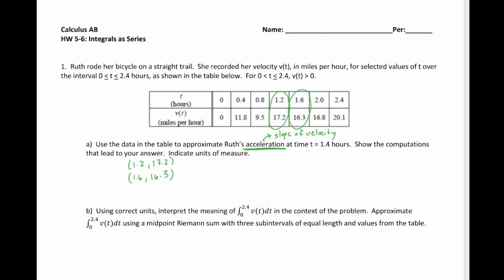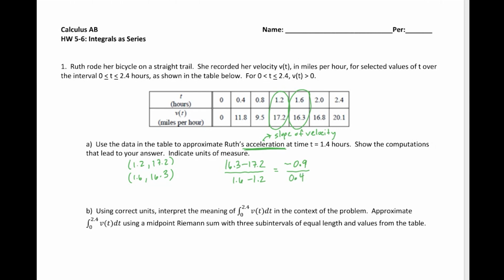All right, so we're going to use our good old-fashioned slope formula here. 16.3 minus 17.2 over 1.6 minus 1.2. Now 16.3 minus 17.2 is going to be, certainly, negative 0.9. And 1.6 minus 1.2 would be positive 0.4.